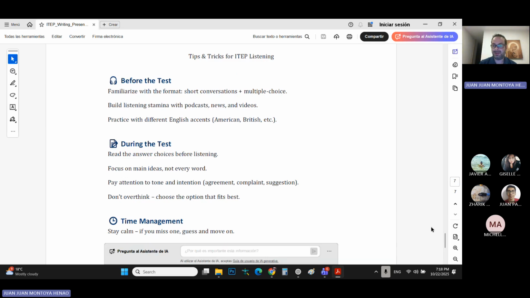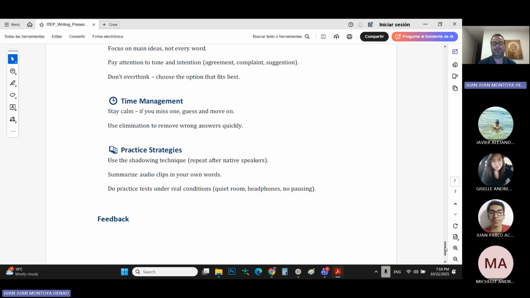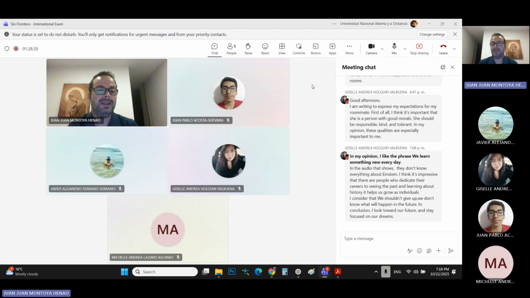And time management: stay calm. If you miss one, guess and move on. Use elimination to remove wrong answers quickly. And some practice strategies: use the shadowing technique, repeat after native speakers, and summarize audio clips in your own words. Do practice tests under real conditions: quiet room, headphones, no pausing, etc. So those are the tips.